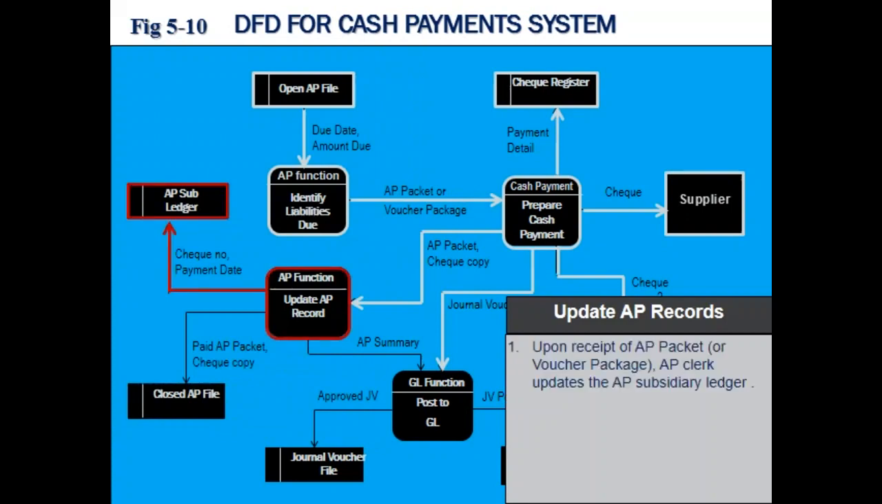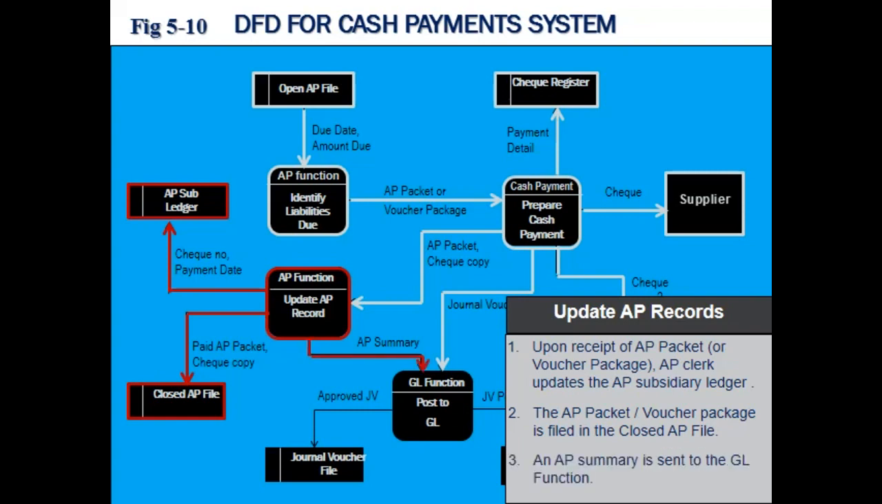Upon receipt of the AP packet or voucher package, the AP clerk updates the AP subsidiary ledger to decrease the vendor balance. The AP packet voucher package is then filed in the closed AP file. A summary of AP total deductions is sent to the GL function.